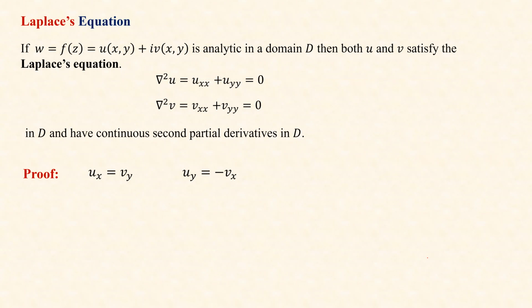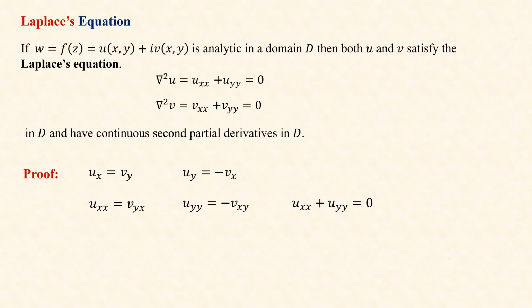And now we take the derivative of the first equation with respect to x. So it becomes u_xx equal to v_yx. And then we take the derivative with respect to y of the second one. So u_yy becomes negative v_xy. And v_xy and v_yx are the same. And if you add these two equations, you get what? You get u_xx plus u_yy equal to 0.